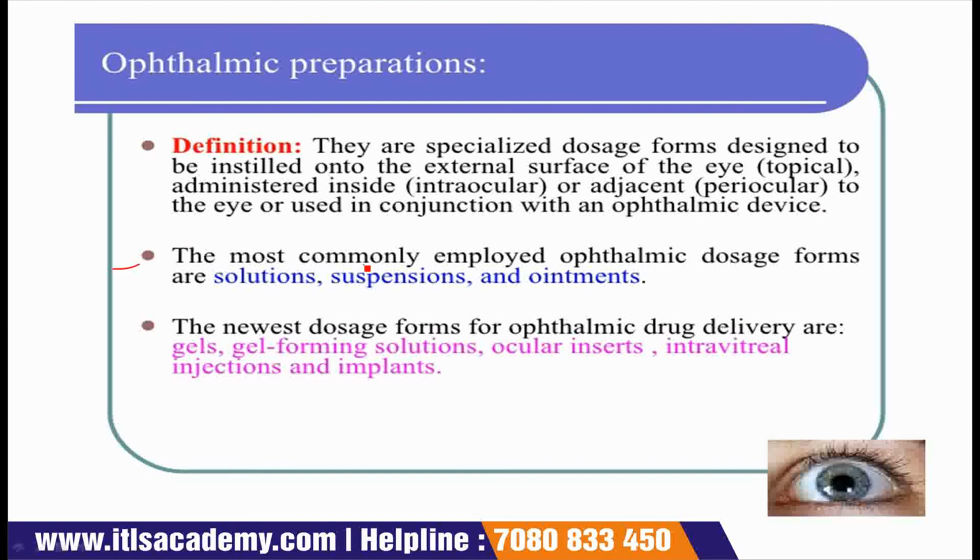The most commonly employed ophthalmic dosage forms are solutions, suspensions, and ointments. The newest dosage forms for ophthalmic drug delivery are gels, gel-forming solutions, ocular inserts, intravitreal injections, and implants.